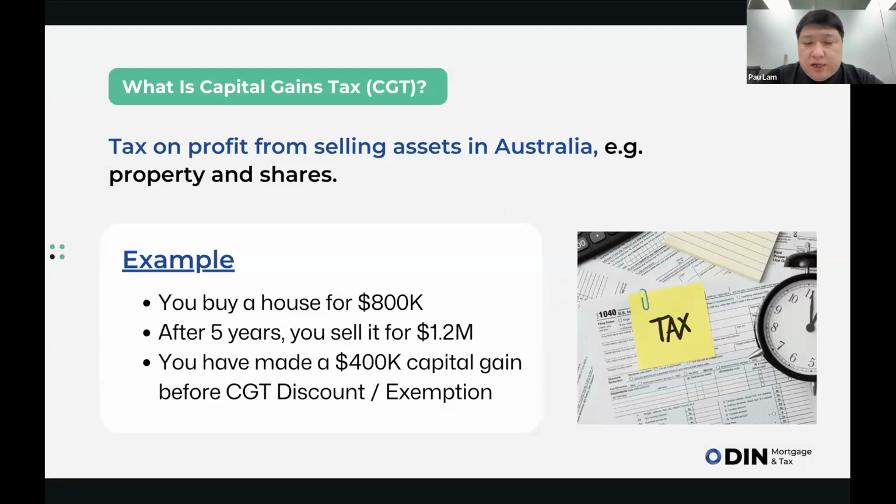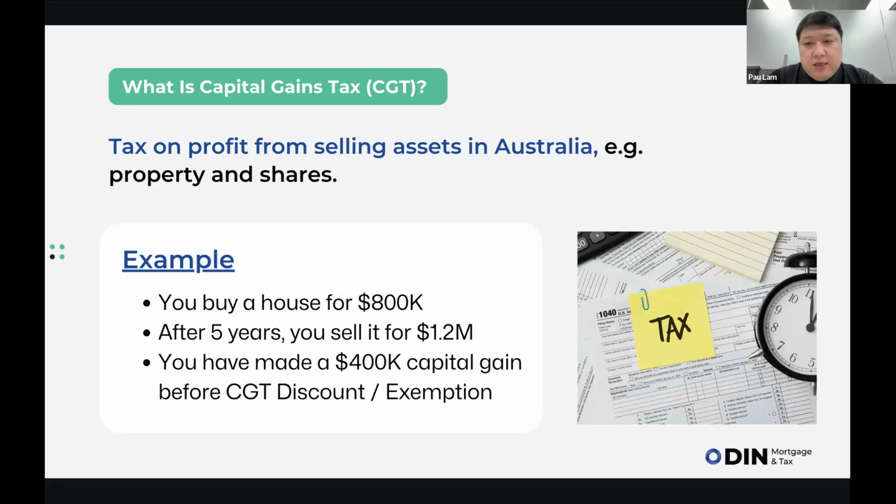A quick example here. Let's say you buy a house for $800,000. After a couple of years, you sell it for 1.2 mil, you make a 400K capital gain. And again, this is capital gains. This is not capital gains tax, because tax will then apply on this number to see what tax you need to pay. And this 400K is before any capital gains tax discount or any exemption that might be available to you or may not be.